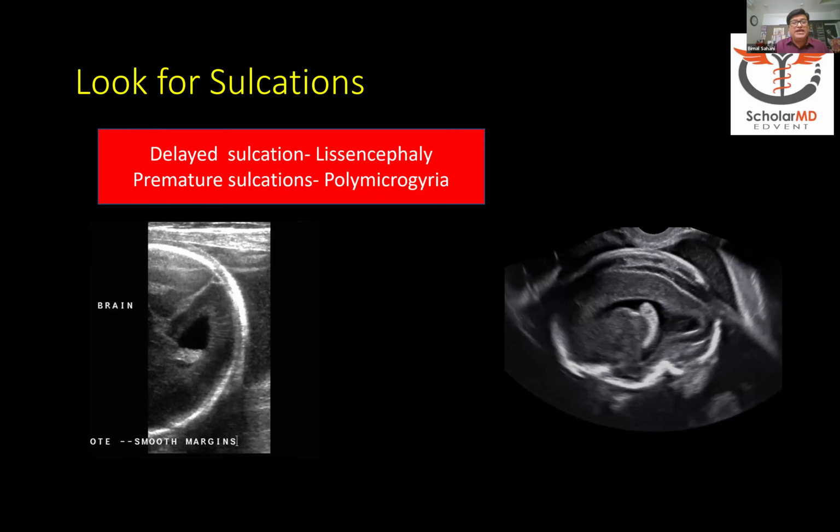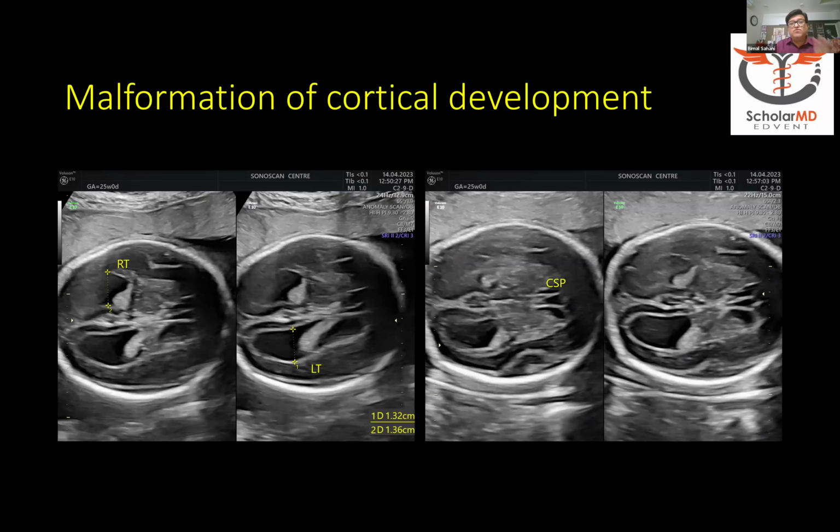If you find that there is delayed sulcation, then we are dealing with lissencephaly. Premature sulcations could be because of polymicrogyria. And when we are talking about malformations of cortical development, they definitely have a good association with mild ventriculomegaly or mild to moderate ventriculomegaly. Here you can see that we are dealing with a moderate bilateral ventriculomegaly.